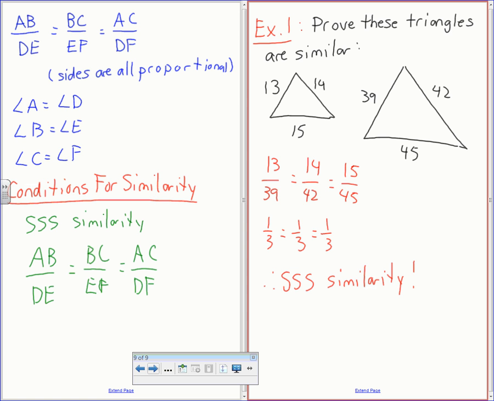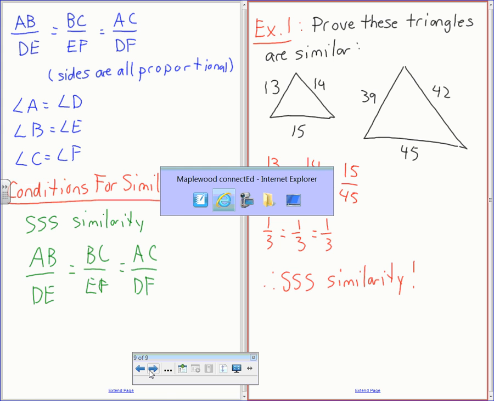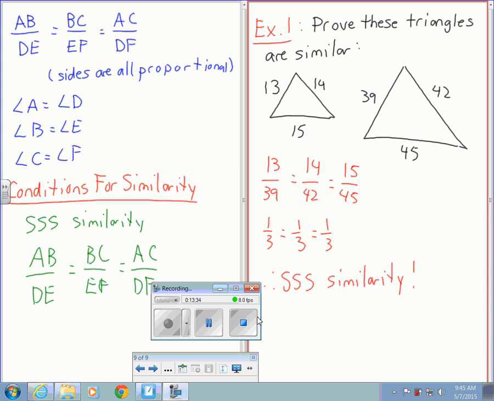All right, example 2. How are we doing for the video? Let's take a pause. Let's say pause in the video here for a second.